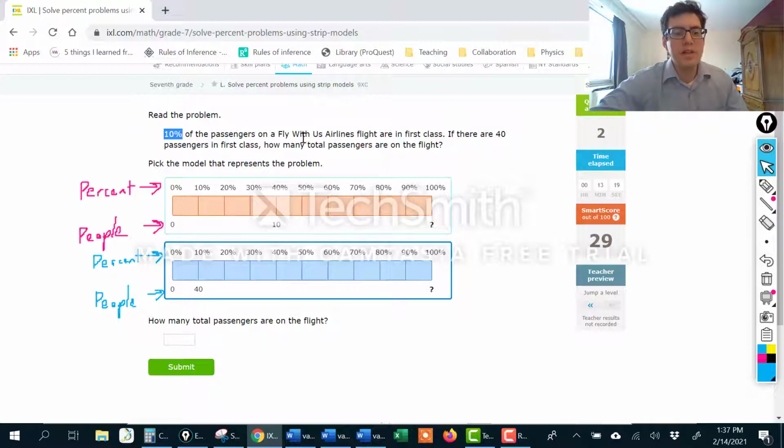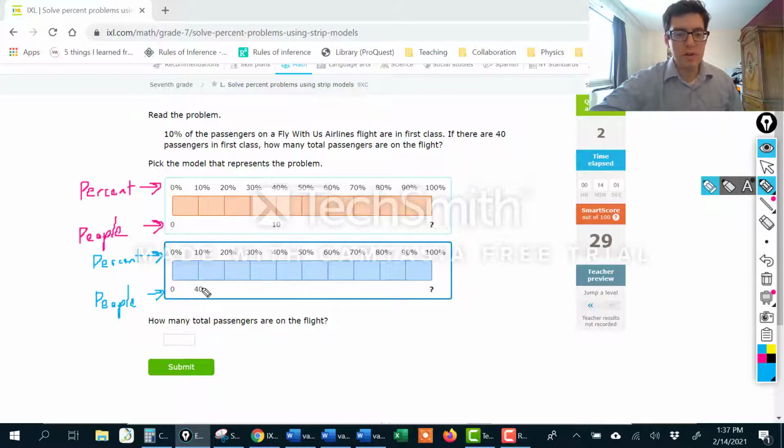Okay, so 10% of the passengers are in first class. If there are 40 passengers in first class, how many total passengers are on the flight? Okay, so 40 is not all of the passengers on the flight, so 40 would not correspond to 100%. Not every passenger on that flight is in first class. 40 is only the number of people who are in first class, which is 10% of all the people on the flight. So this model represents what's going on in the problem, and this is another of what I would call a find the whole problem.